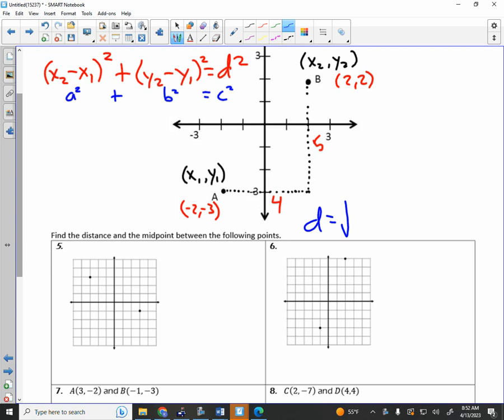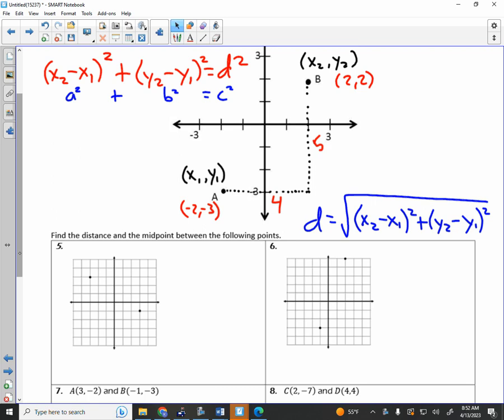Distance is equal to the square root of x sub 2 minus x sub 1 quantity squared plus y sub 2 minus y sub 1 quantity squared. And that's our distance formula. I'm going to show you two ways to find the distance, and then we're also going to find the midpoint. We will do the distance first.